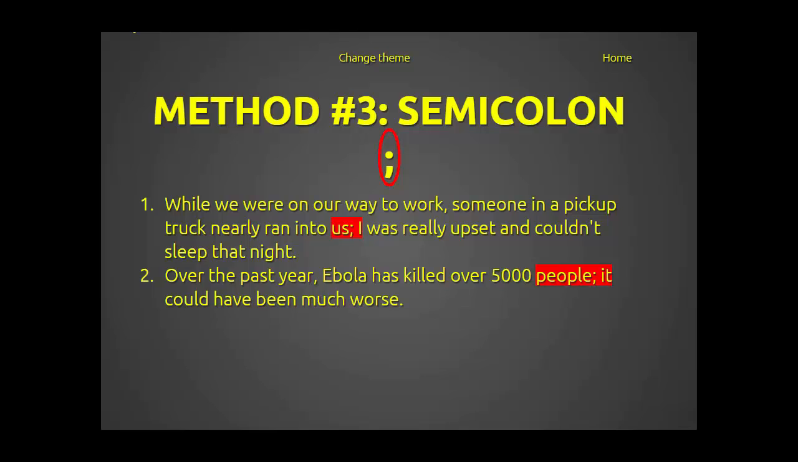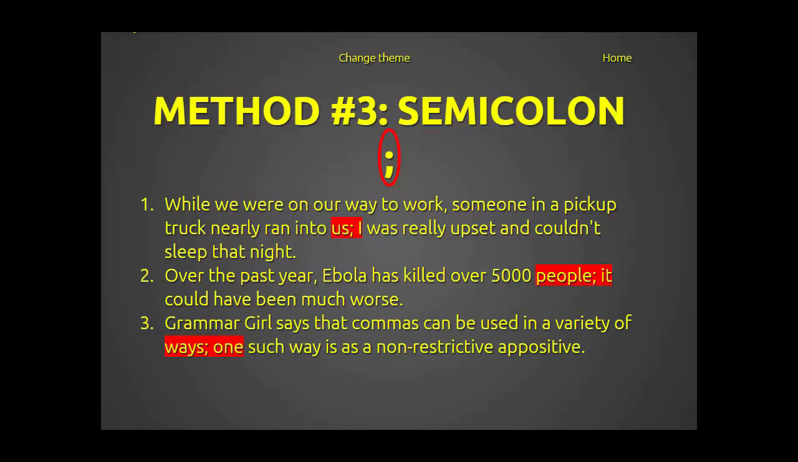Over the past year, Ebola has killed over 5,000 people. It could have been much worse. Grammar Girl says that commas can be used in a variety of ways, semicolon, one such way is a non-restrictive appositive.